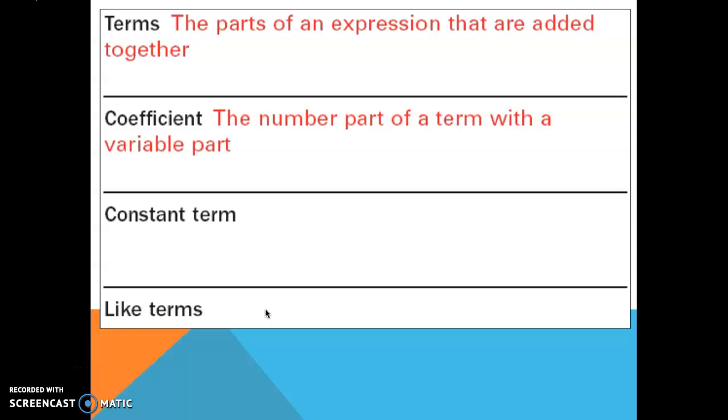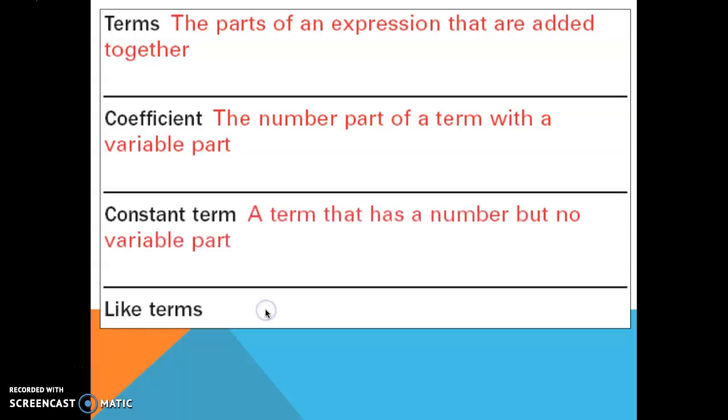Coefficient is the number part of a term with a variable part. For example, 2x, the coefficient is 2. Constant, a term that has a number but no variable part. And lastly, like terms. Terms that have the same variable parts.